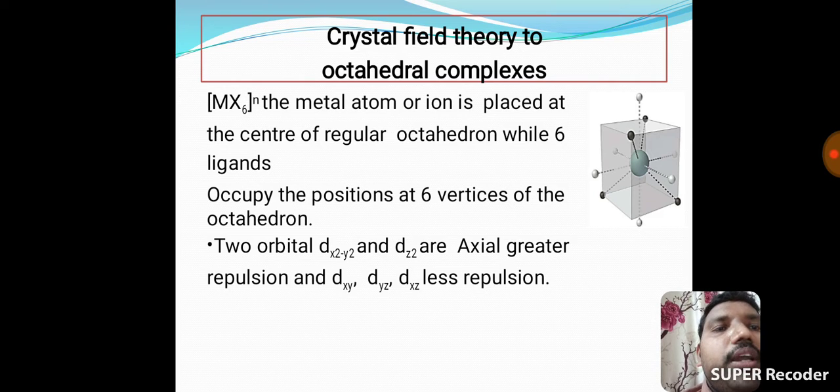The 2 orbitals dx²-y² and dz² are axial, with greater repulsion, and dxy, dyz, dzx have less repulsion. This is the octahedral structure. This is the central metal atom, surrounded by 6 ligands.